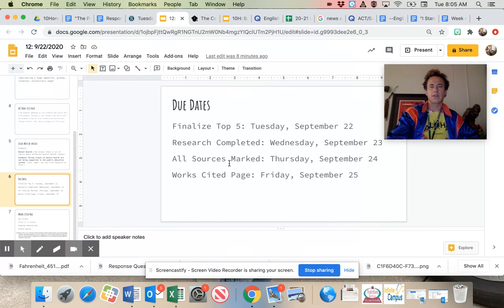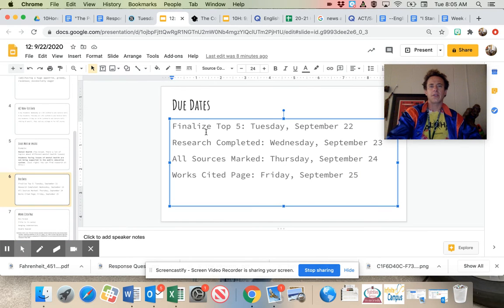Due dates. Here they are. This is on your document from yesterday. Go ahead, fill these dates in on yesterday's document so you can keep track of what's coming due. I really need you to finalize your top 5 issues, your specific and researchable issues, by the end of the day today. You've got another full day of research. I want your research to be completed. You'll have had 2 full days of research at the end of the day today. So that should be really done by tomorrow.